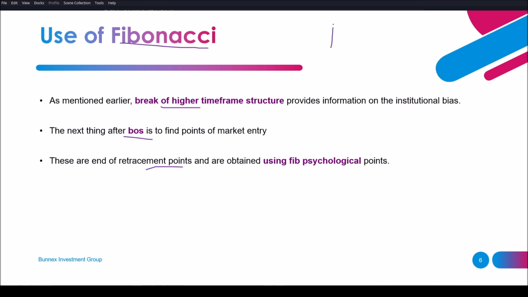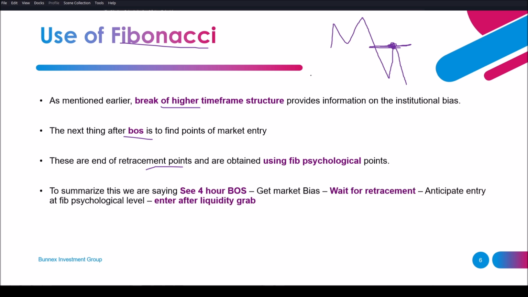We are saying when we get a break of market structure, the next thing is we expect to enter at the end of a retracement like this one. So how do we get this end of a retracement? We use the Fibonacci retracement level 2, which simplifies how we see it. And I'll definitely explain this shortly.